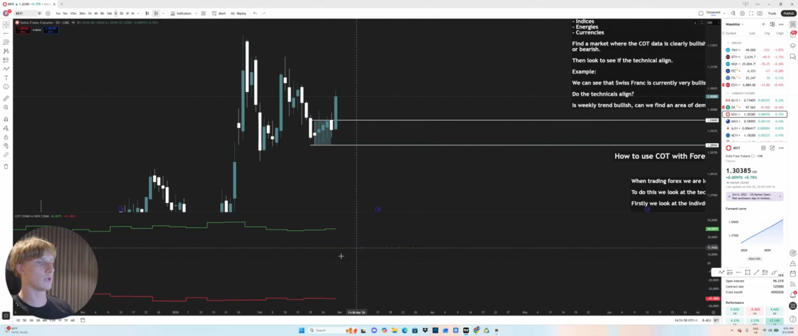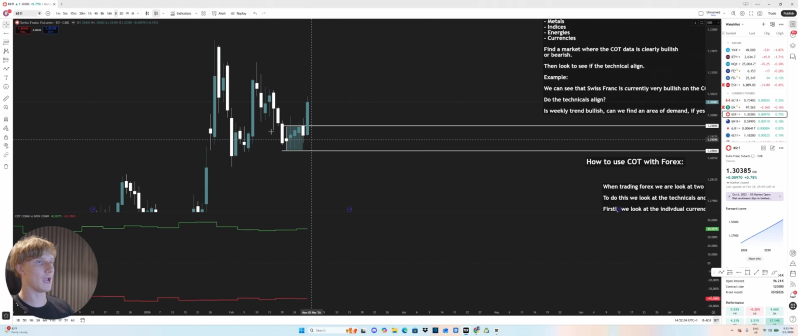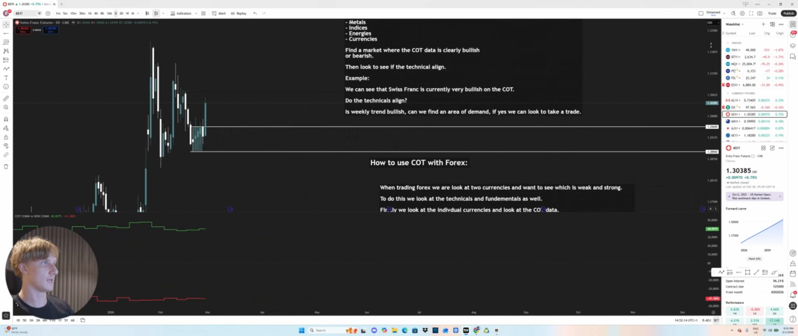What do we have? Well, we have the COT being very bullish. We have the technicals being very bullish. And on the daily, we have found an area of demand where price could potentially tap into. So overall, what we have here is a really, really, really good trade that we could potentially look to take.